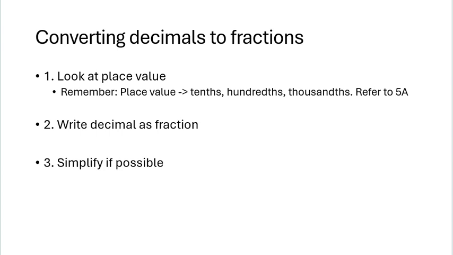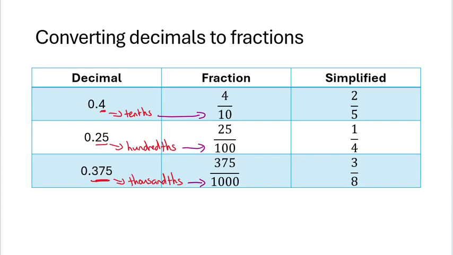So, first of all, converting decimals to fractions. Step 1, look at place value. Just remember the place values were tenths, hundredths, thousandths, etc. If you're confused about that, refer back to exercise 5A. And then step 2, write the decimal as a fraction. And then step 3, simplify if possible. Now, to help you with that, you're going to have a look here.